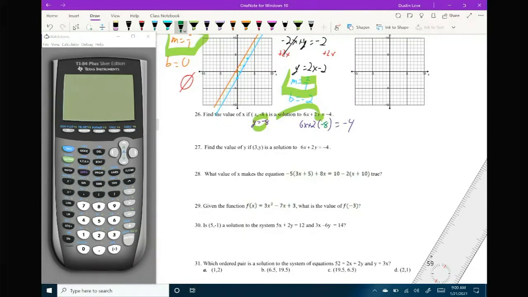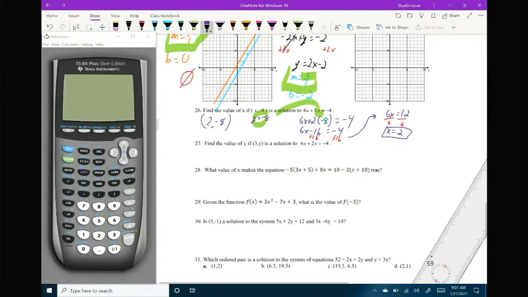And now just simplify and solve. That's going to give me 6x minus 16 equals negative 4. We're then going to add 16 to both sides. I'm out of room here, so I'm going to jump over to the side. That gives me 6x equals negative 4 plus 16, which is 12. Then divide by 6 gives me x equals 2. So if y is negative 8, then x equals 2. Essentially, that point would be (2, negative 8).